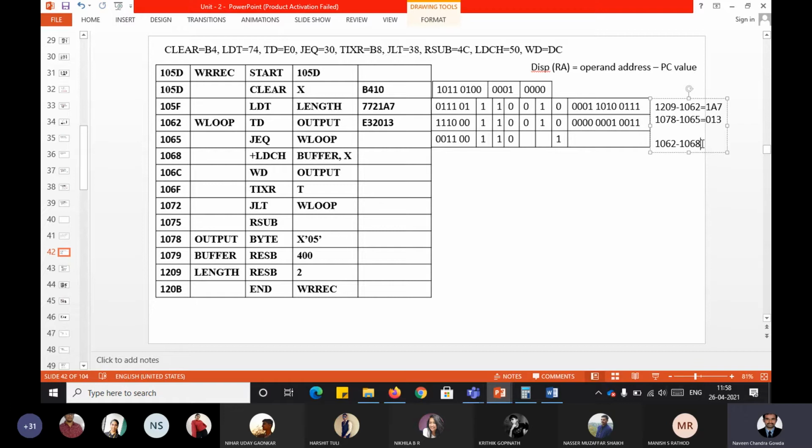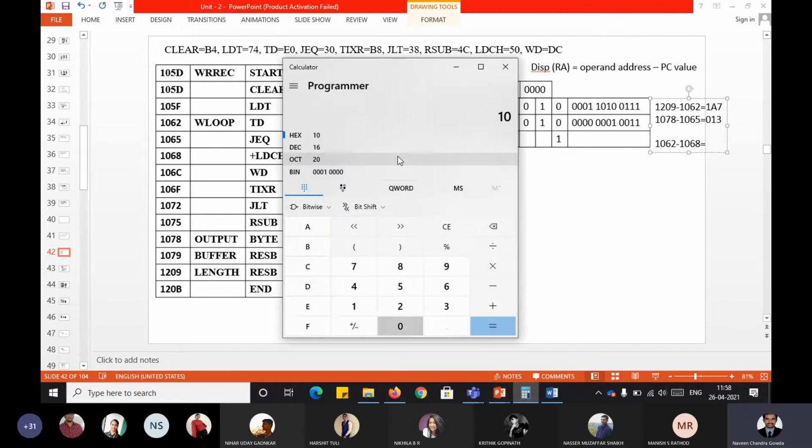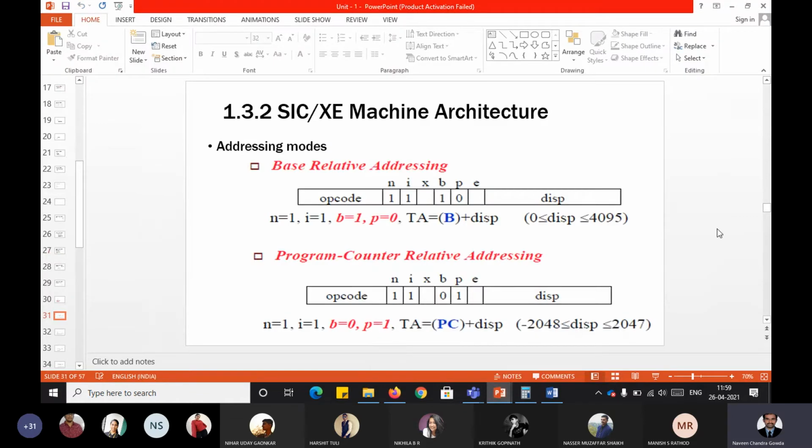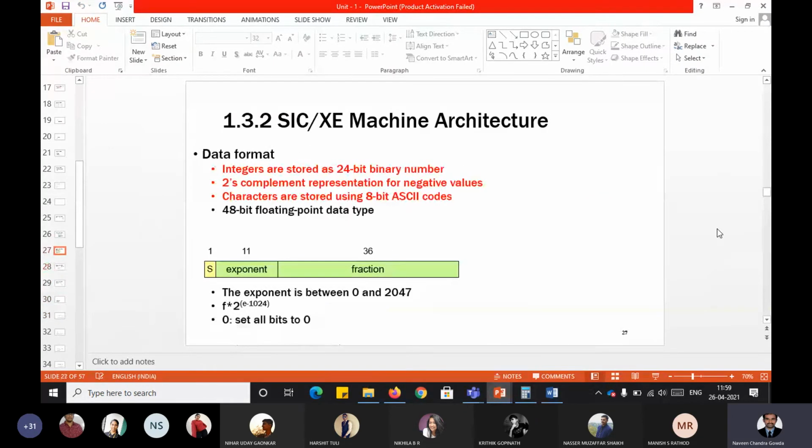What do you get when you subtract 1062 minus 1068? Definitely you'll get a negative number. Understand, my dear students? With normal subtraction, 1062 minus 1068, you would get minus 6. But if you remember the data representations from SIC or SIC/XE, do you remember how to represent negative numbers, my dear students?